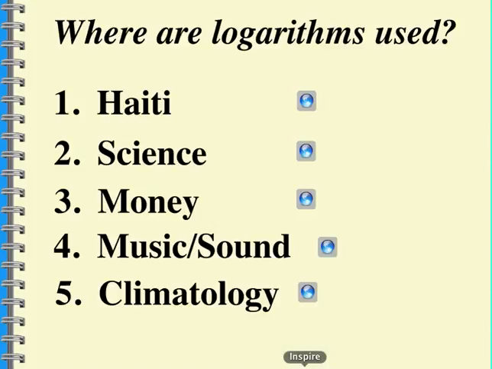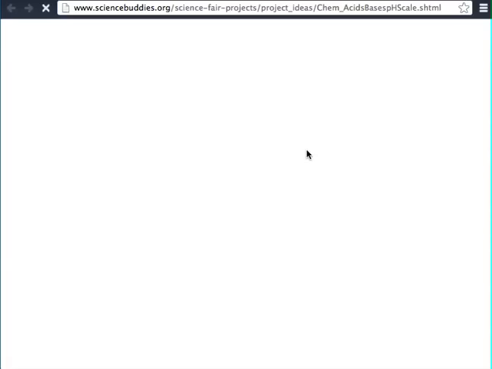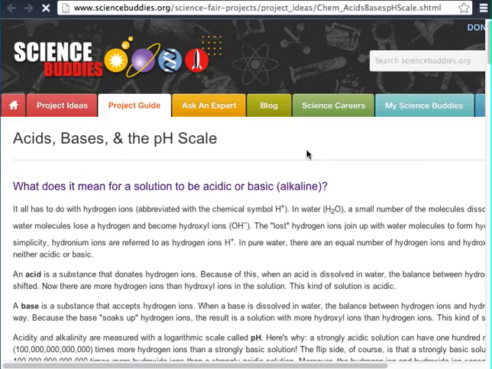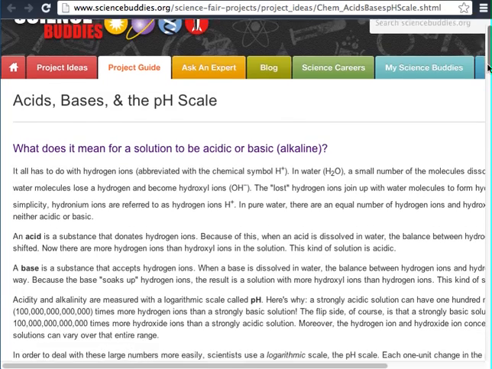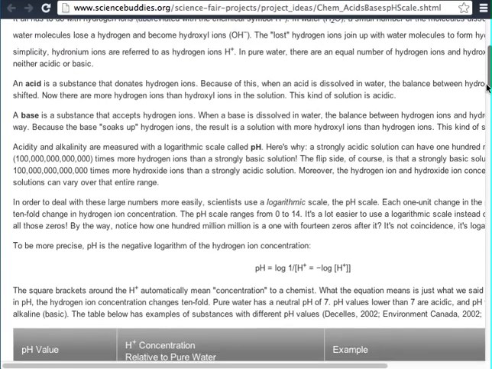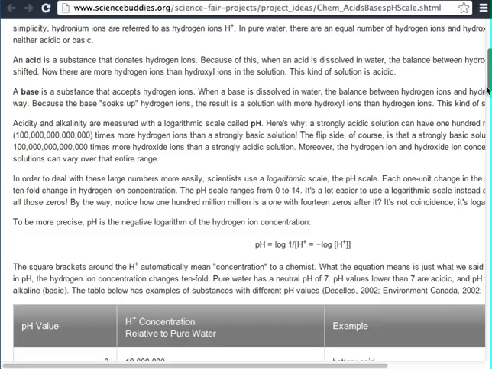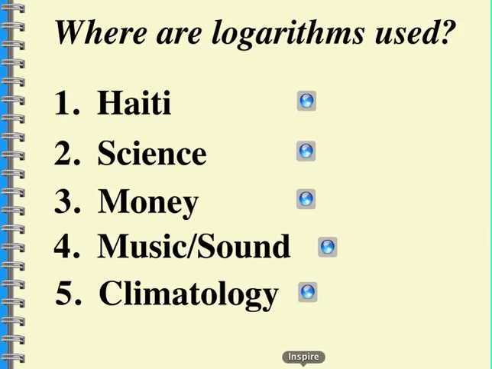They're used a lot in science, money, music, sound, climatology. Okay, example in science, they're dealing with pHs here. Okay, they're talking about acidic and alkaline solutions. Okay, so if you notice, pH is the negative logarithm of the hydrogen ion concentration. Notice where a logarithm's used there. Okay, so logarithms are actually used a lot, okay, without people actually knowing.